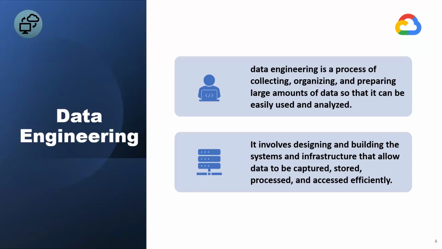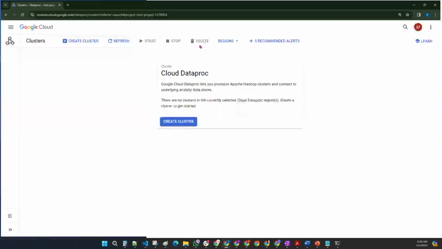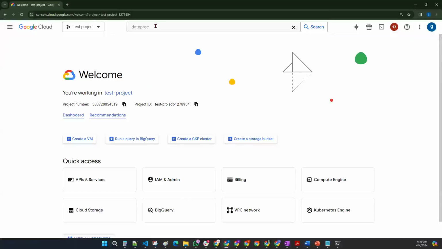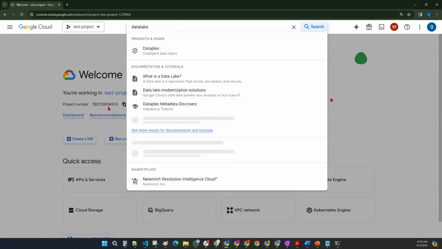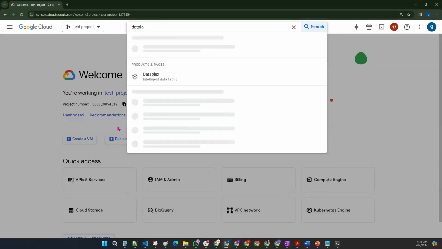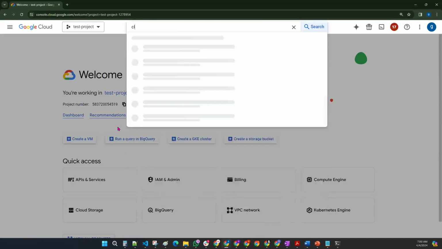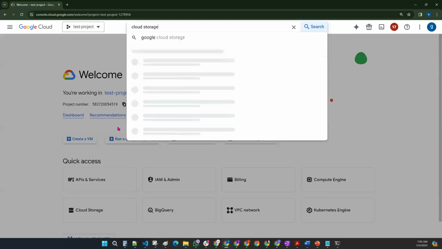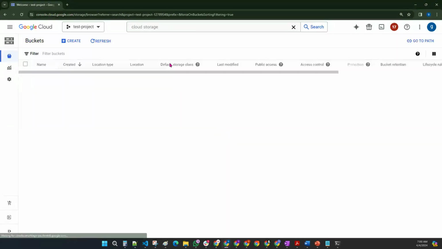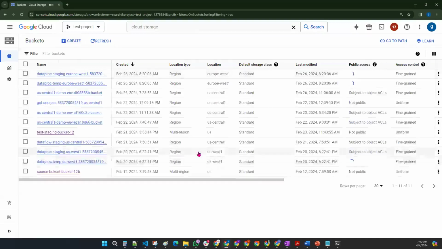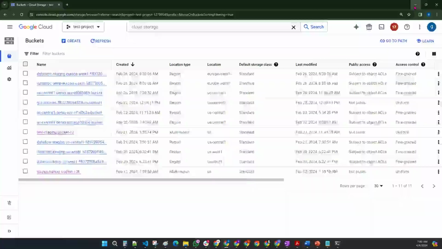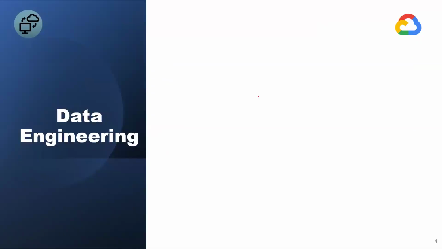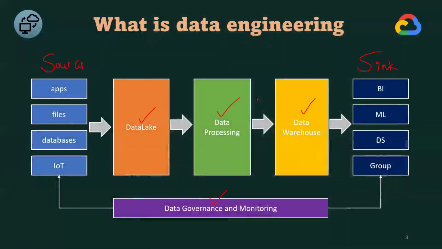I have it here, my Google Cloud Platform. If you search for data lake, actually Cloud Storage, we call it a data lake. So this is what a data lake is. What is meant by data lake? What are the characteristics of a data lake? Let us try to understand, then we can assume that this is how it should be done.